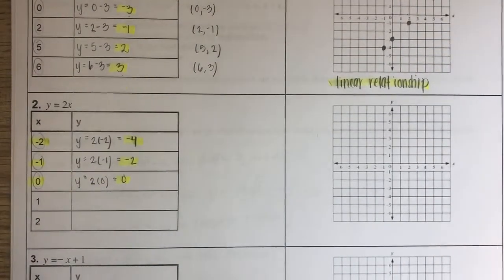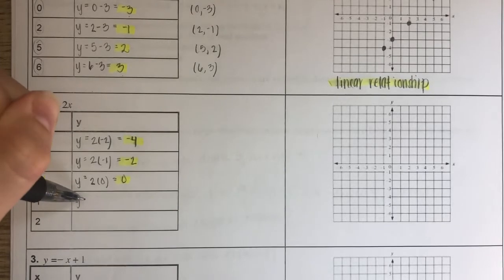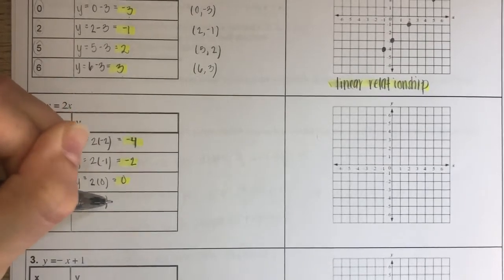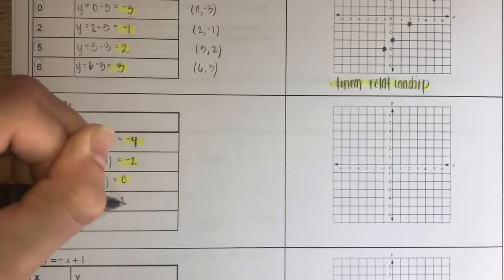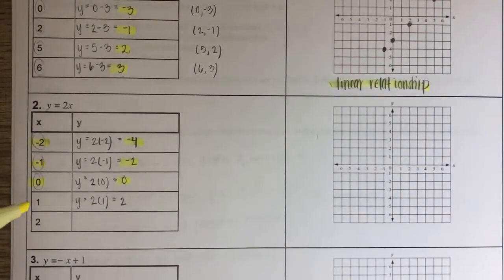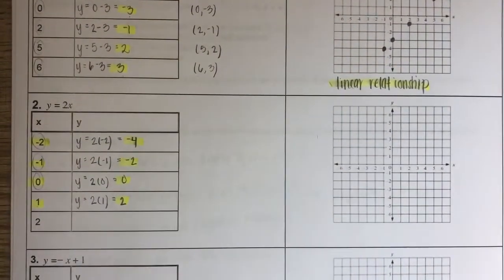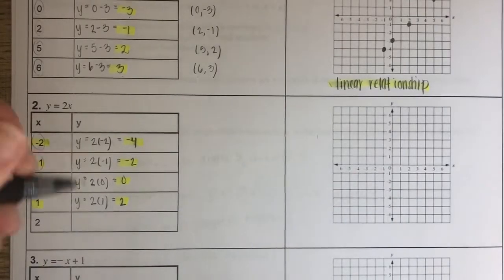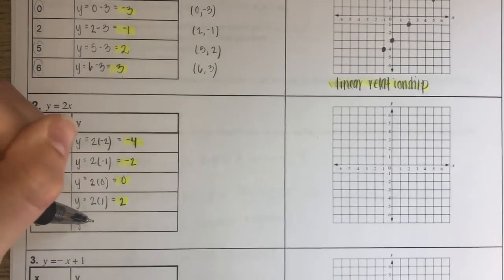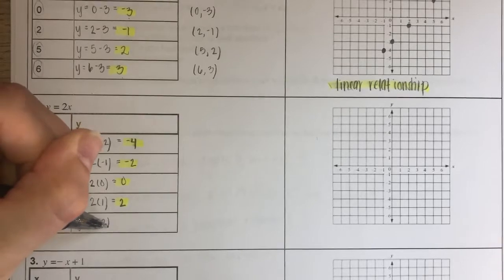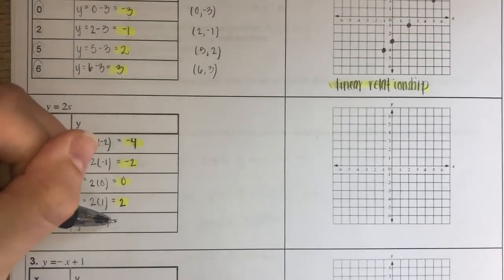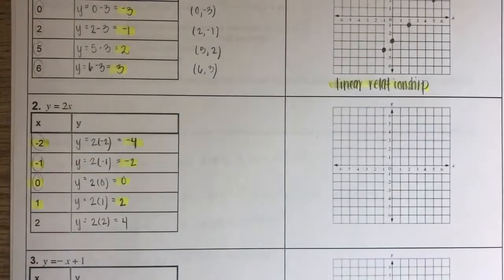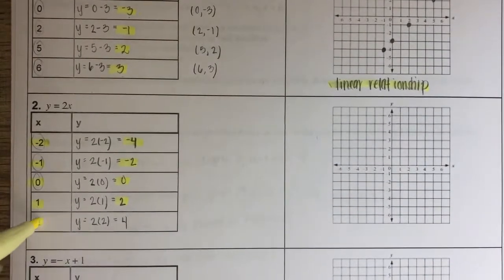And then when x equals 1, my equation becomes y equals 2 times 1. 2 times 1 is 2. So 1, 2 is my next point. And then when x equals 2, my equation becomes y equals, instead of 2 times x, it's now 2 times 2. And then 2 times 2 is 4. So 2, 4 is my next point.